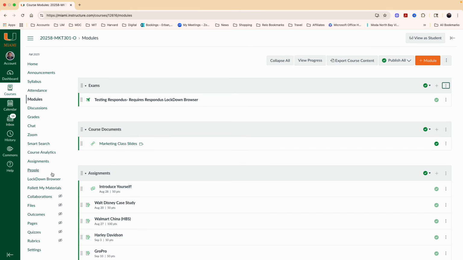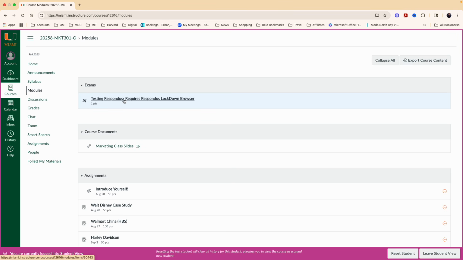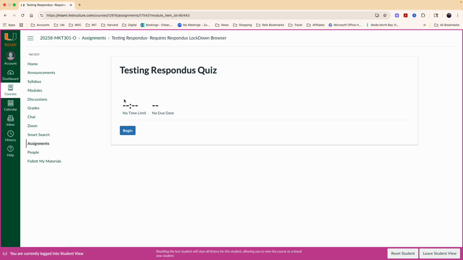Okay, for those who haven't downloaded Lockdown, you have to go to Modules, Exams, and click Testing Responders. When you click on it, if you don't have responders, then please, I need people to say, I'm recording.